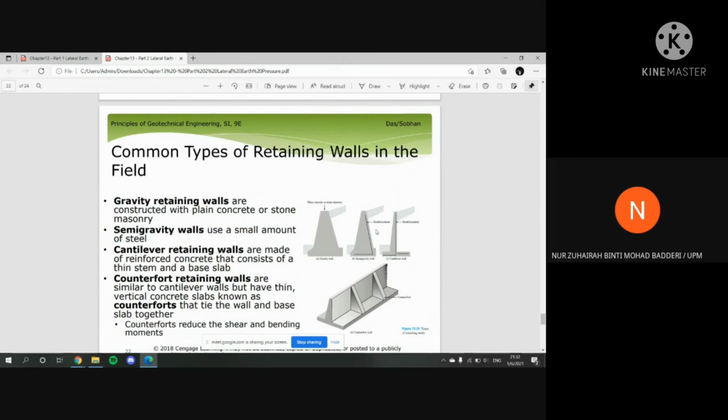The base tu they divide into two parts, the heel and the toe. The heel is the part of the base under the backfill. The toe is the other part of the base.